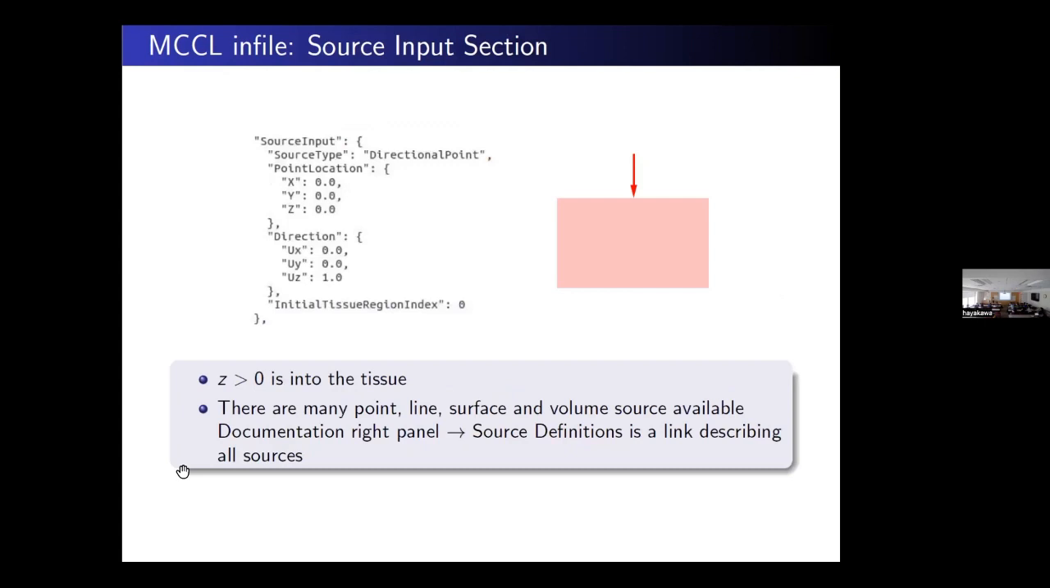So we have all our sources in JSON. This is a very simple point source that we use for the SFDI and temporal frequency. You give it a point location, a direction, these are direction cosines, and do you want to start it in air or in the tissue? And this is where you find Jonica's nice documentation about all the different sources that he's coded.